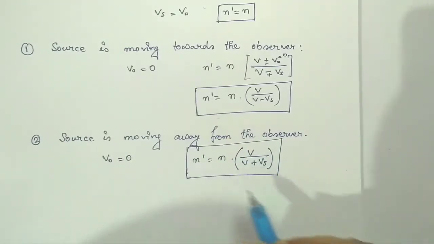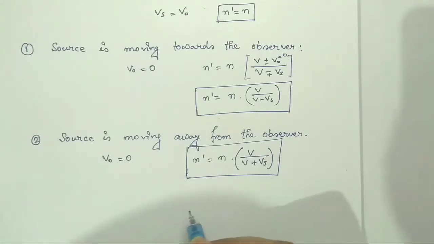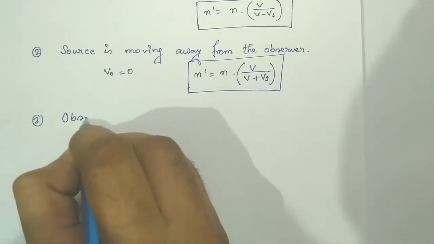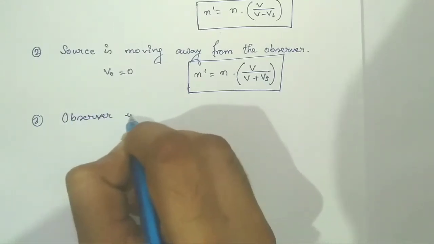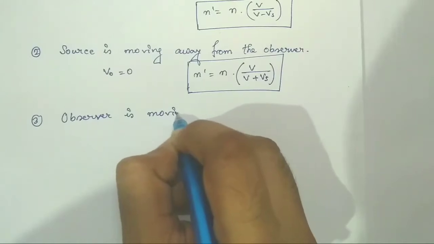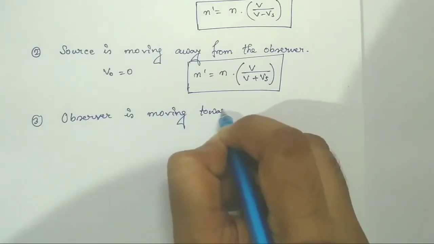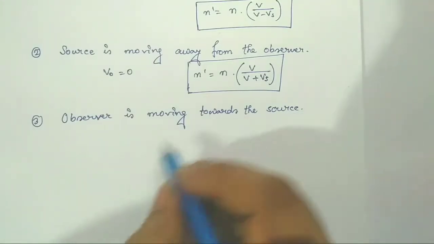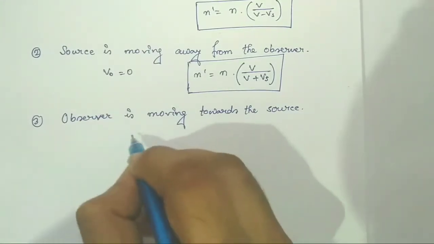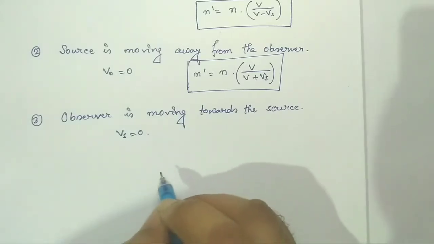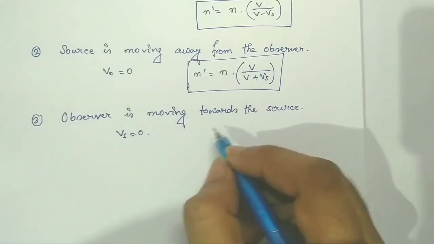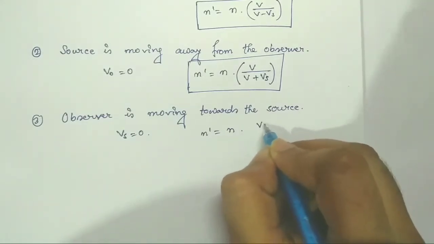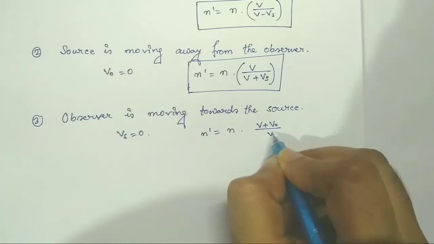This should be remembered. Now, third case, the observer is moving towards the source. As the observer is moving towards a fixed source, vs = 0, and moving towards, we will consider the upper sign. So what will be the value of n'? n' = n (v + v0)/v.